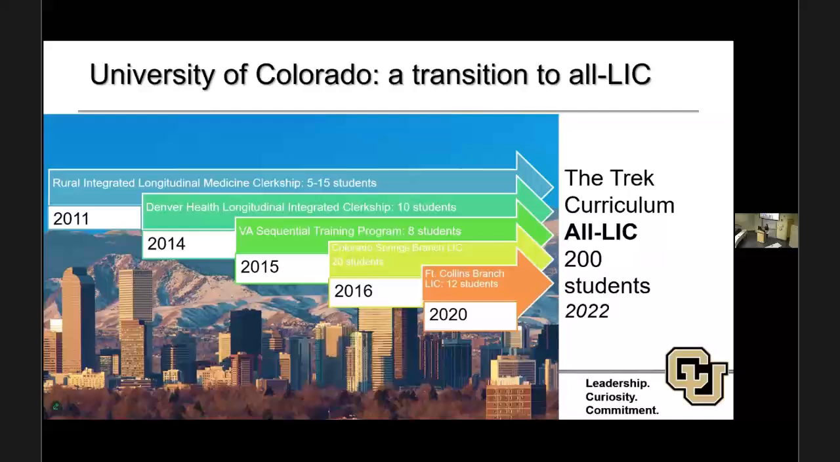Our full curriculum reform plan was fully rolled out in 2022 when we transitioned to all LIC curriculum for the clerkship. So all of the students in their clerkship year were placed in LICs for the first time in that academic year. And that included 200 students who successfully moved through the first year of the all LIC curriculum. So we are now in our fourth cohort, LIC 4.0, who just started with the start of this new academic year.